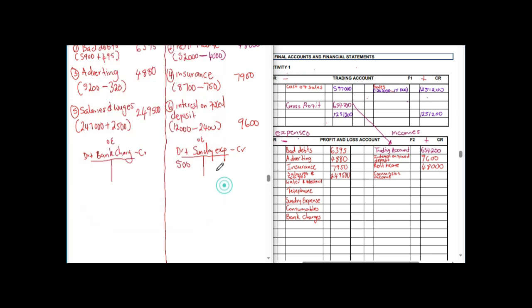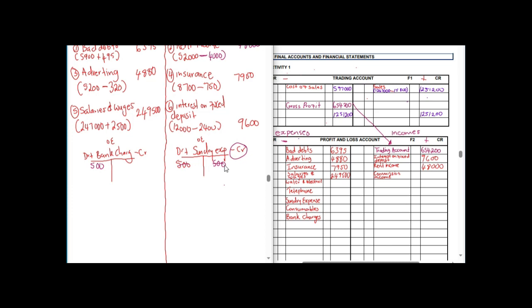We need to take out this 500, and whenever we take out this 500, it must be credited. Then positive will be subtracted by a negative, and then we're going to say 500, and this 500 will be cancelled by this 500. One account credited, meaning our bank account will be credited, and bank charges will be debited, meaning this is what we really needed at the end.